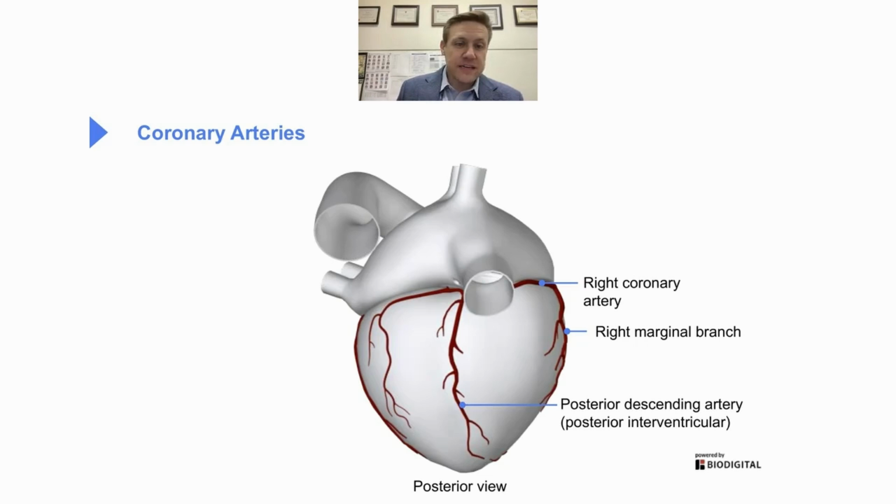And then it eventually, although it's a little obscured here from our IVC, it's going to feed into this artery that's going to travel on the posterior aspect of the interventricular septum, hence the anatomic name posterior interventricular.